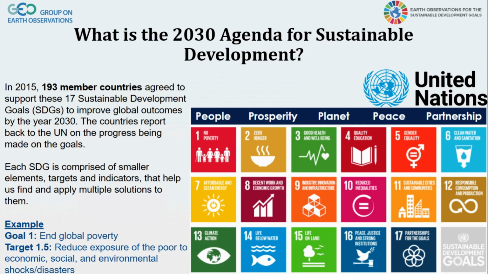For example, Goal 1 is to end global poverty, but we can get a little bit more specific about what that means with its target 1.5, which is to reduce the exposure of poorer populations to economic, social, and environmental shocks and disasters.